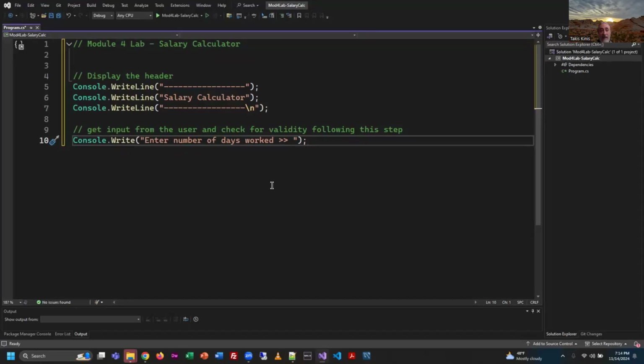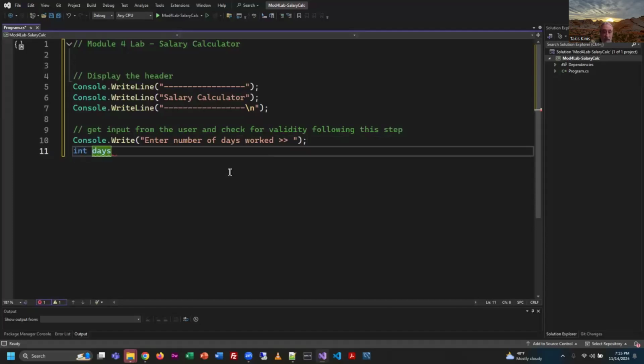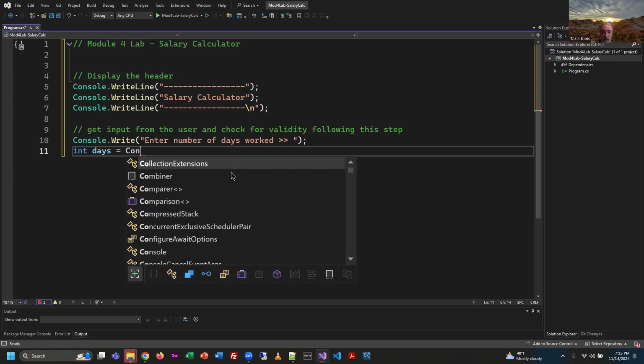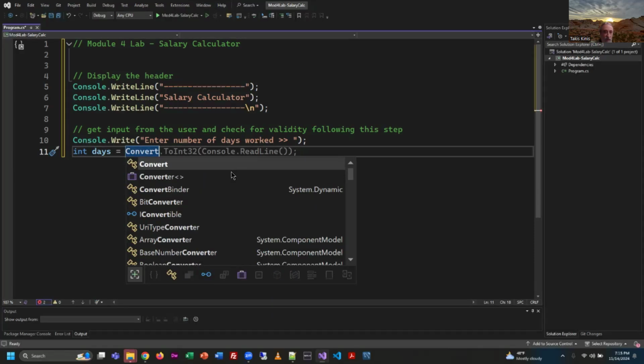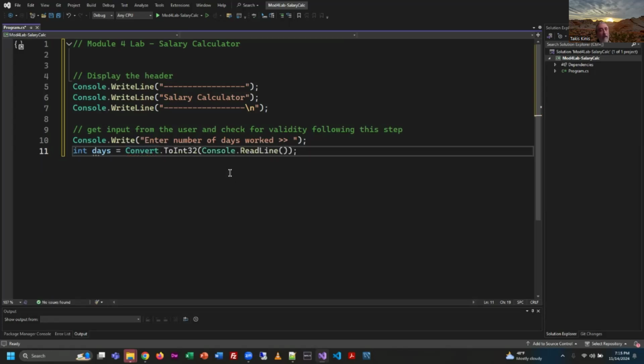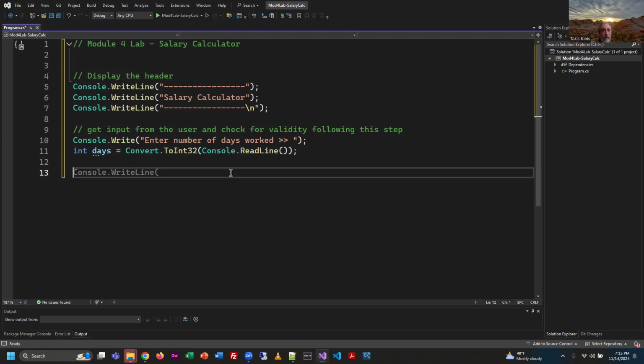Okay, so what are they asking us for? The number of days. So I'm going to create an int called days. Seems to make sense. We're going to do a console read line, but we're going to convert it to an integer. So let's just get all that syntax in there. So we'll say convert to int32. See how it's recommending exactly the right code? How do you capture that code? I hit tab. And again. I don't know if you guys have figured that part out, but yeah, the tab key is kind of the magic key there. All right. So we've captured the information now.